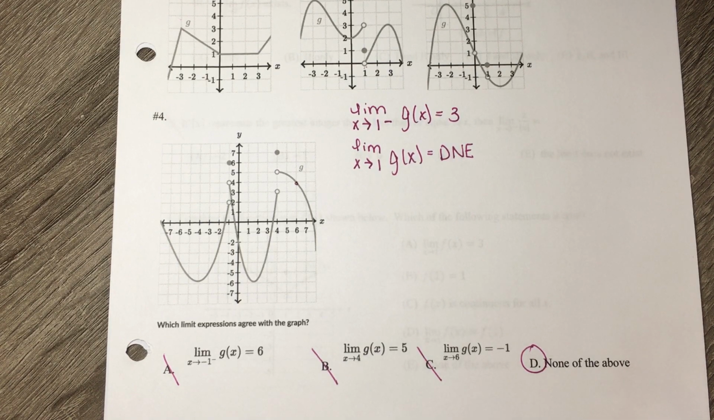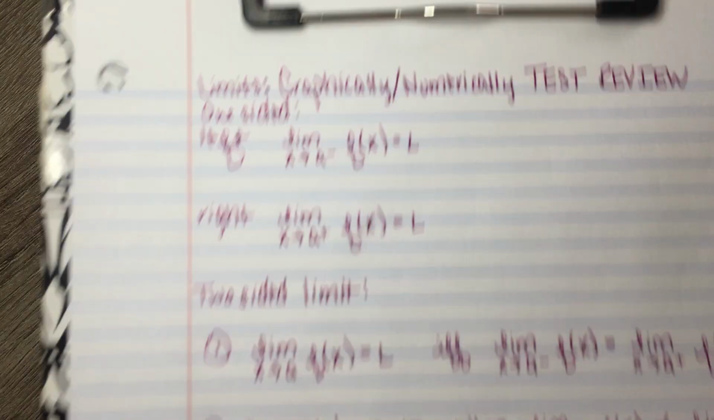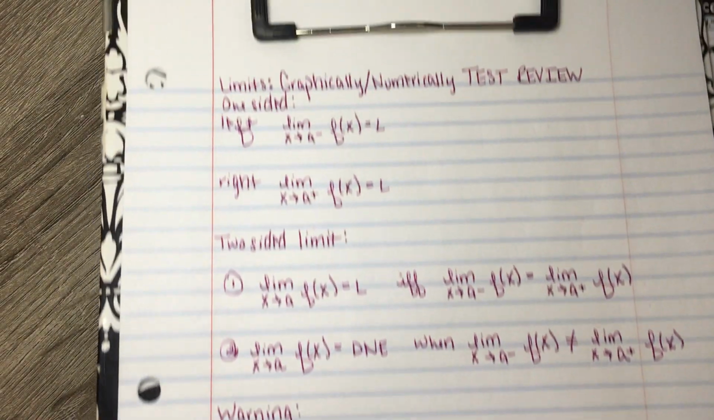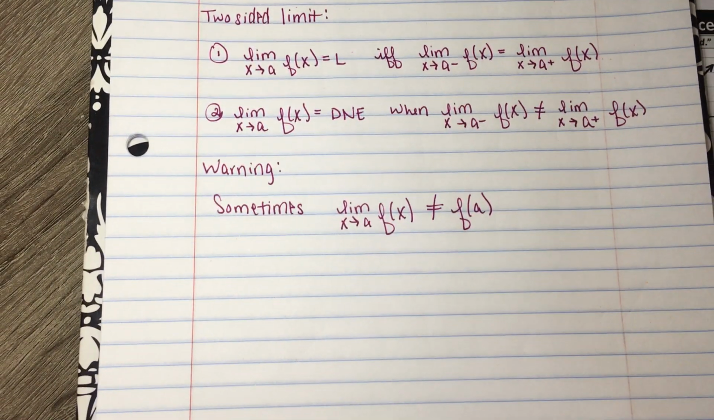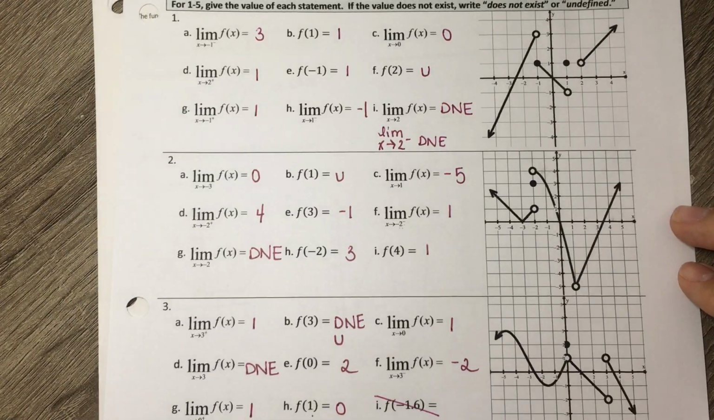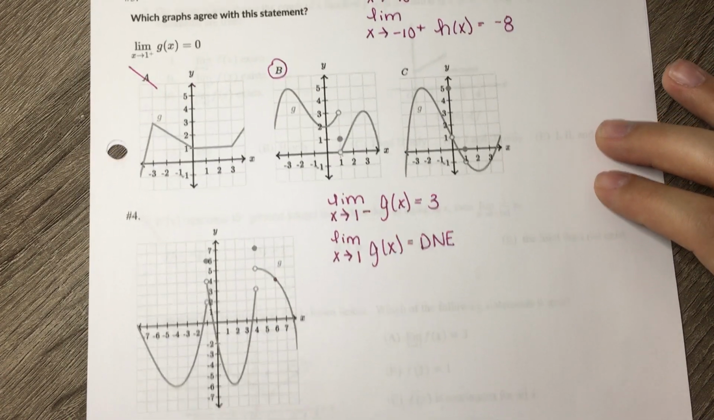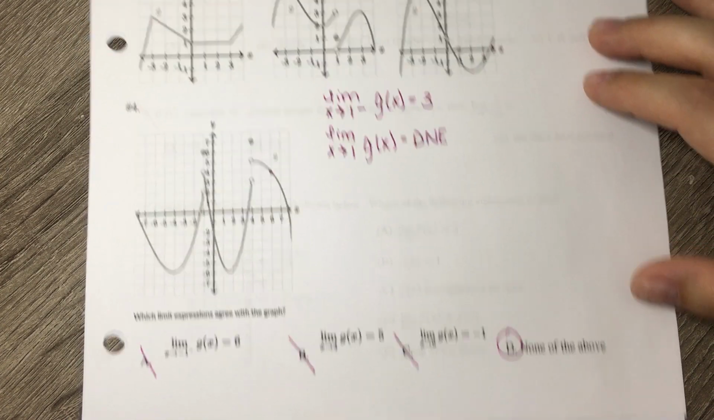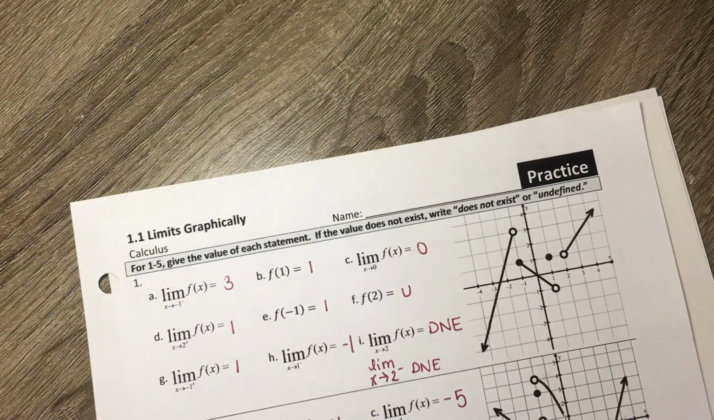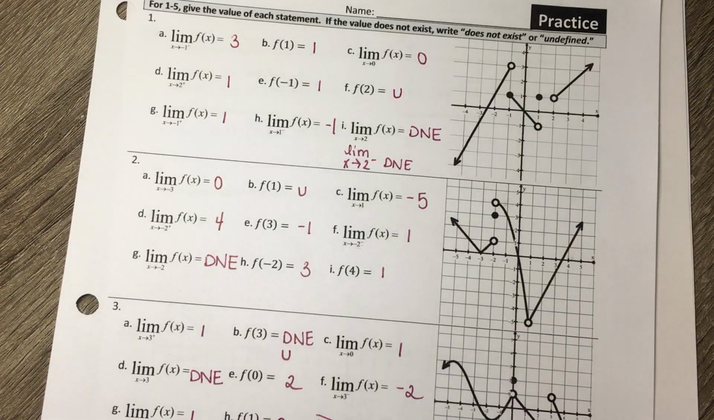All right, that was just a really quick review to go over our definitions that we should know, one-sided, two-sided, that warning, to go through some more graphical problems, to take a look at analyzing 2 tables, and then just maybe 2 test prep questions that could be worded a little different than what we're used to.